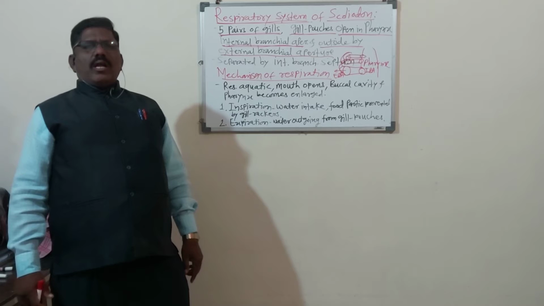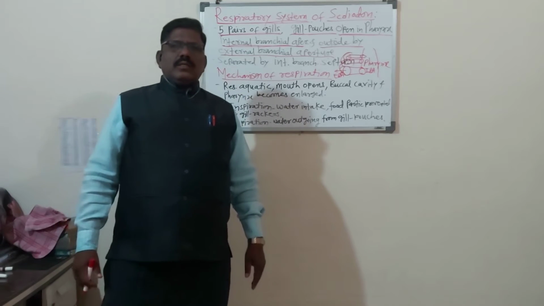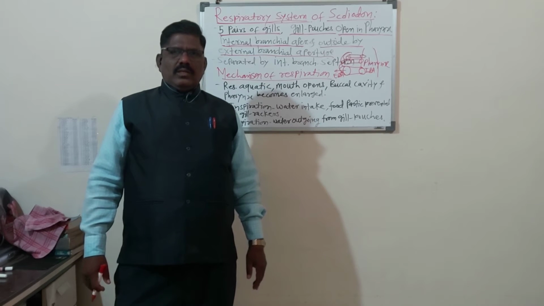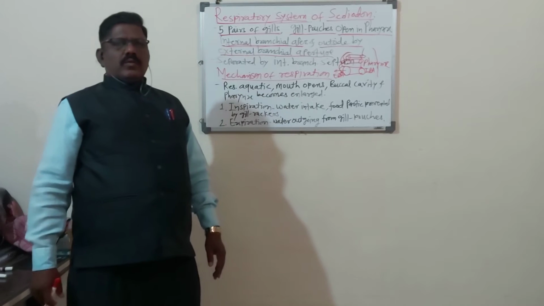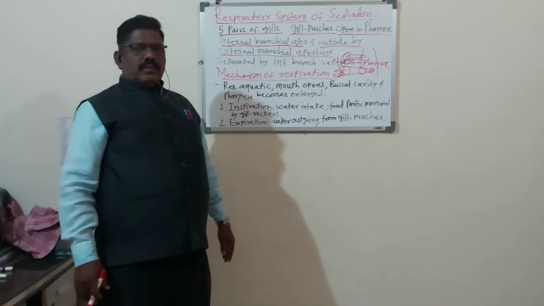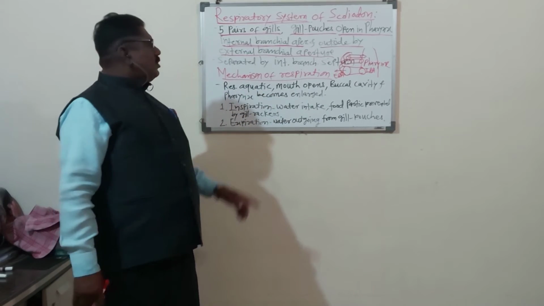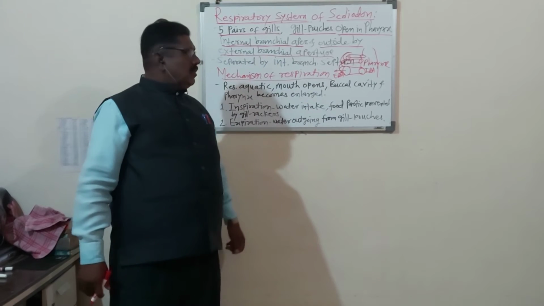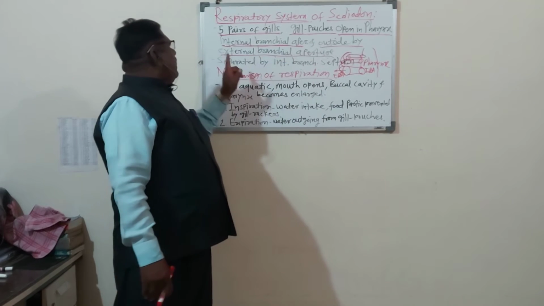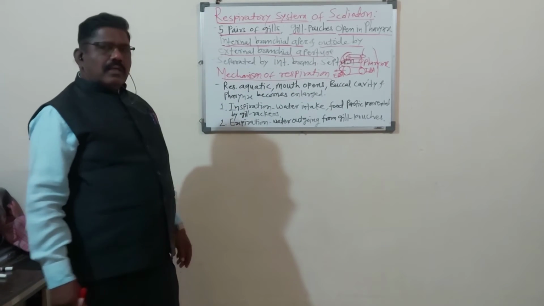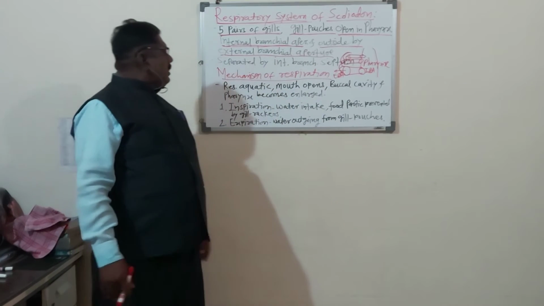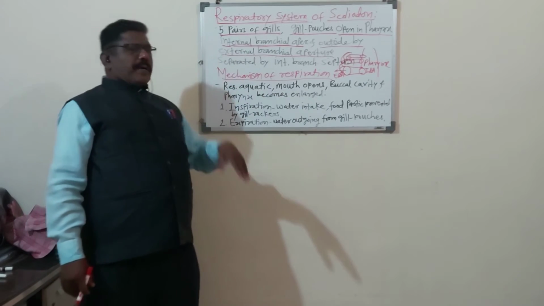In Scoliodon, there are 5 pairs of gills towards each side of the pharynx. The opening outside of the gills is called the external branchial aperture, and the gill opening inside the pharynx is called the internal branchial aperture. So the gills open inside by the internal branchial apertures and outside by the external branchial apertures, and each gill is separated by the internal branchial septum. Now we will study the mechanism of respiration.